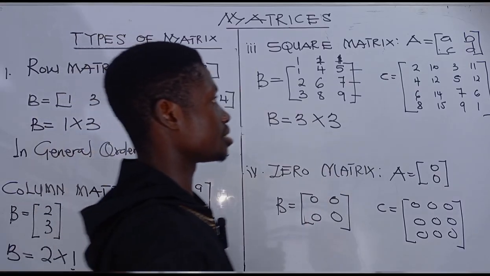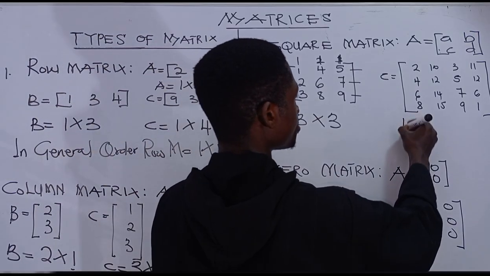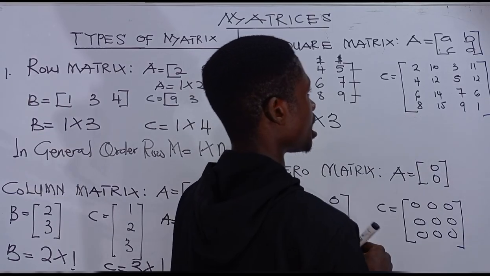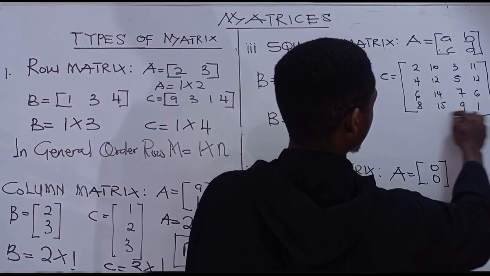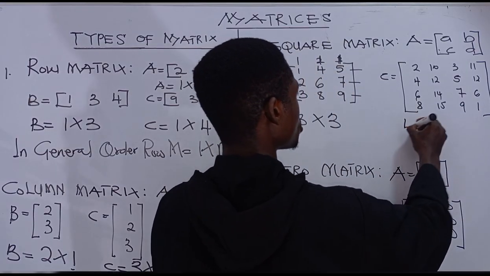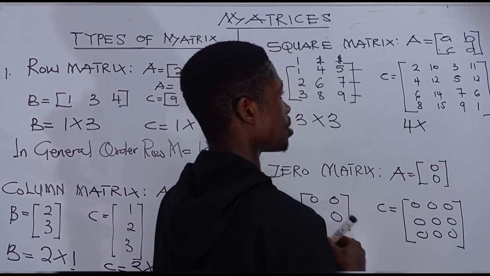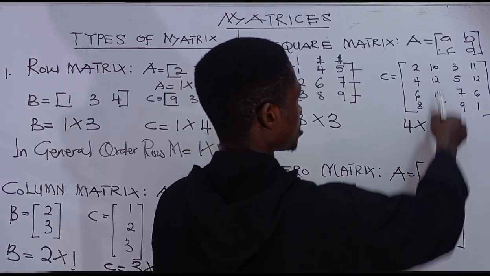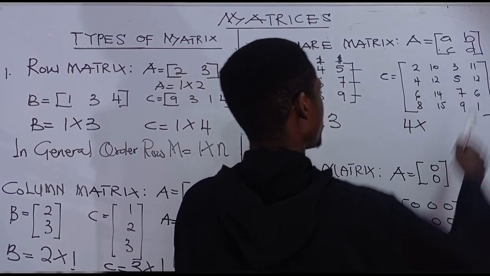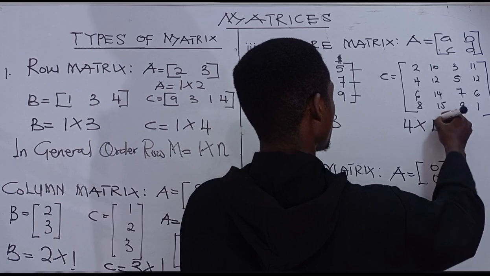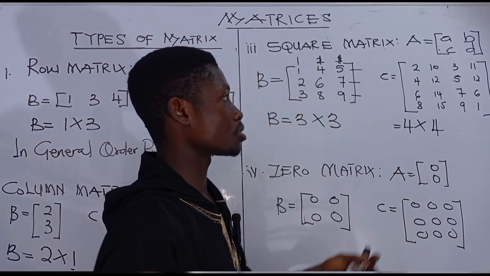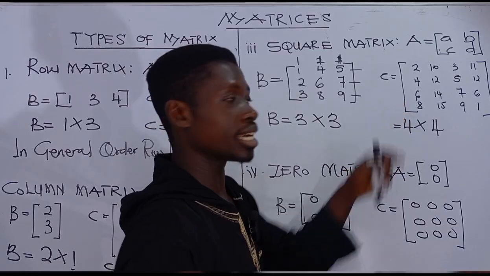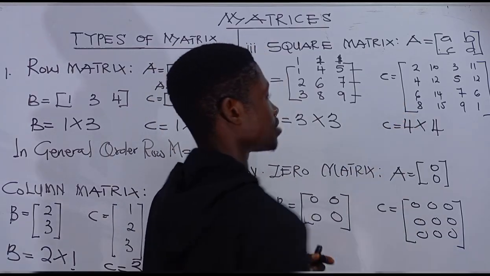Let's look at matrix C. How many rows do we have? We have first, second, third, and then 4. So it means we have 4 rows. How many columns do we have? We have 1, 2, 3, and then 4. We are also having 4 columns. And the number of rows is equal to the number of columns. So we can therefore say that matrix C is a squared matrix.